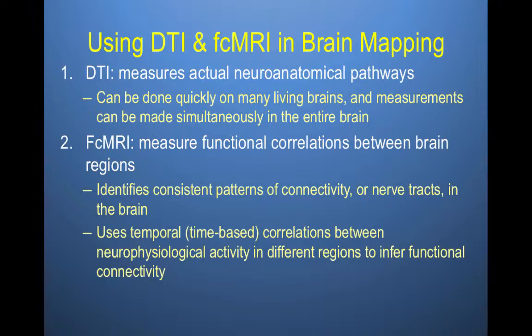fcMRI measures the functional correlations between brain regions. So this identifies consistent patterns of connectivity or nerve tracts in the brain. And it uses temporal or time-based correlations between neurophysiological activity in different regions to infer functional connectivity.